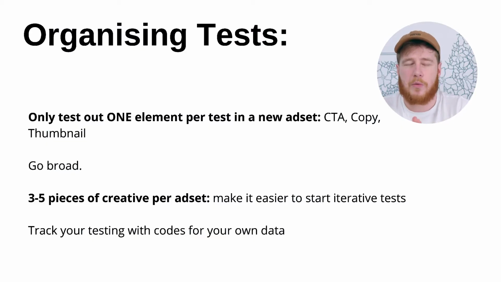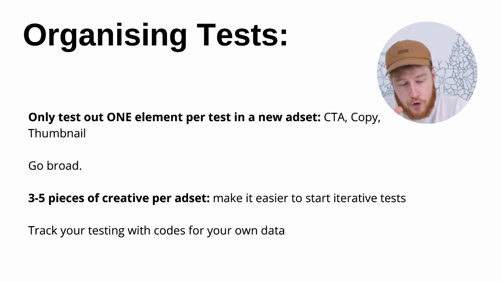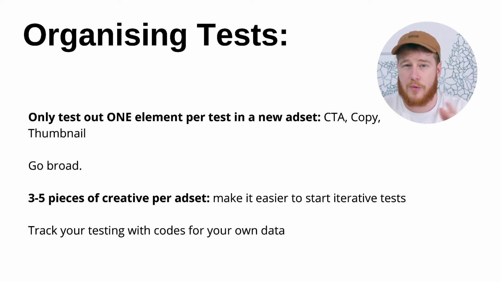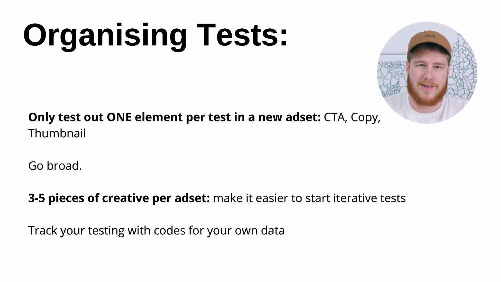In each ad set, we want to be testing about 3 to 5 different creatives to make it easier for us to actually see what is making the difference within our testing. Also, you can use tracking codes, just simple stuff, A1, AB, so internally you know what code matches with what, so that you can track this on a spreadsheet if you want yourself.